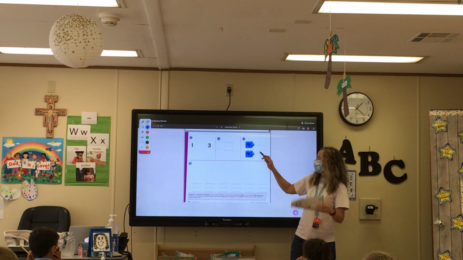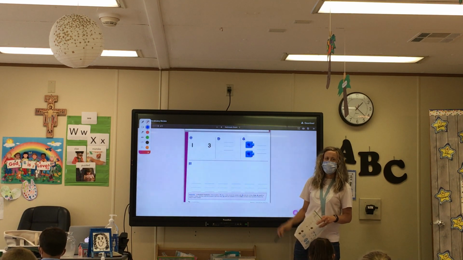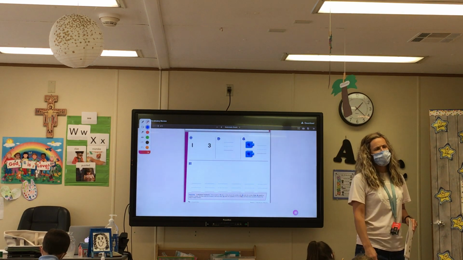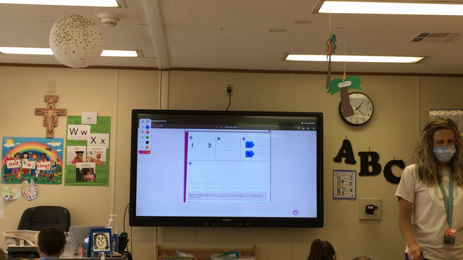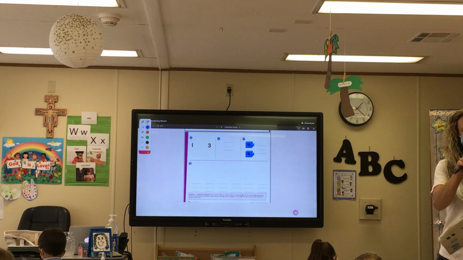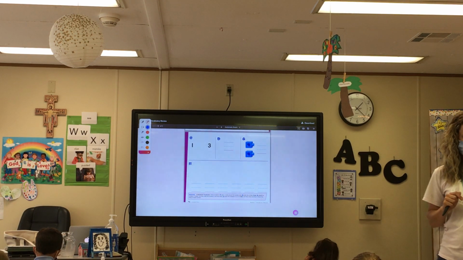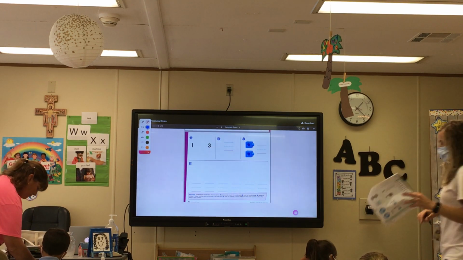Over here. Okay, go ahead. Count the cubes. Count, and then write the number that tells how many. Write the number that tells how many blue cubes you see. Great. I didn't ask you to say it. Just write it. Okay.